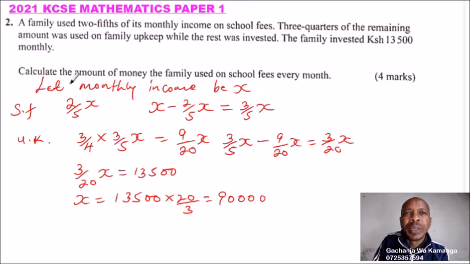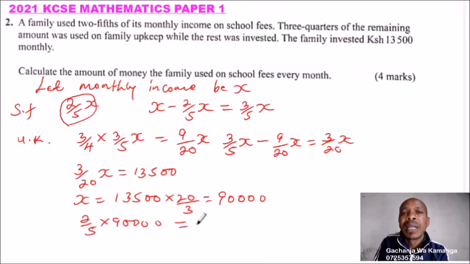You are told to calculate the amount the family used on school fees every month. So school fees, this was what was used for school fees. You get 2/5 of X, which we have found is 90,000. And using your calculator, you should be able to simplify this, and you get 6,000. So that was what was used for paying the school fees.